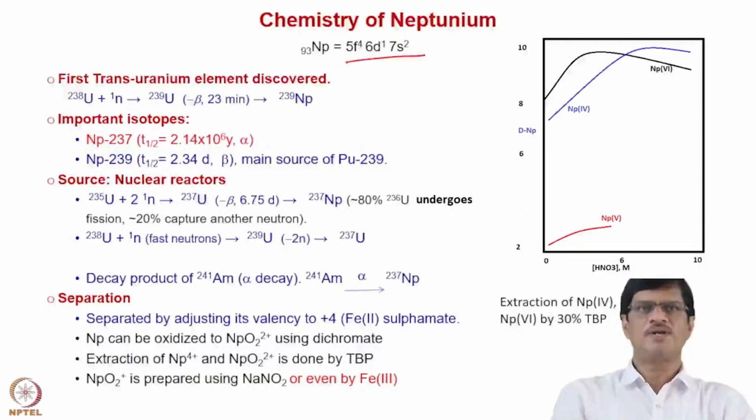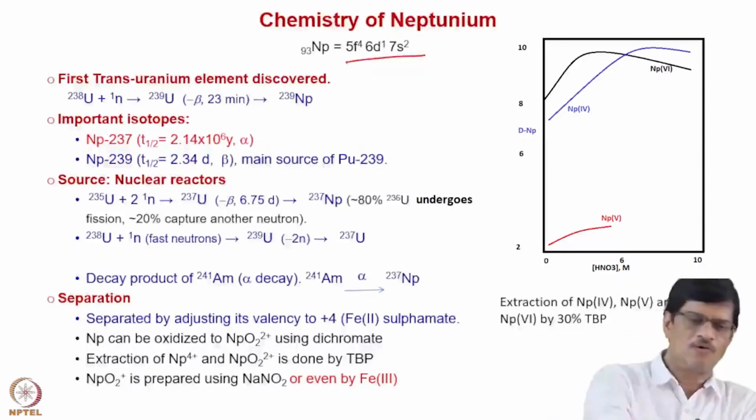This neptunium-239, as I mentioned, has the application that it decays to give plutonium-239, which has a lot of relevance because it's a fissile isotope of plutonium. Now, in the nuclear reactor, you can get neptunium-237 by the two reactions mentioned here.